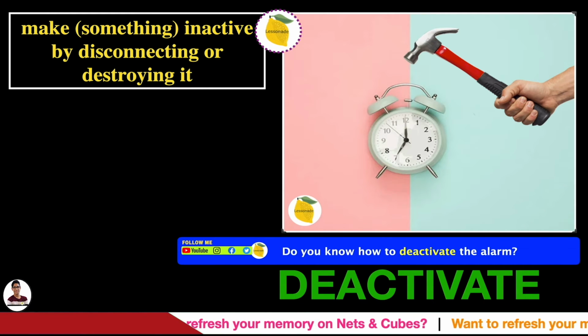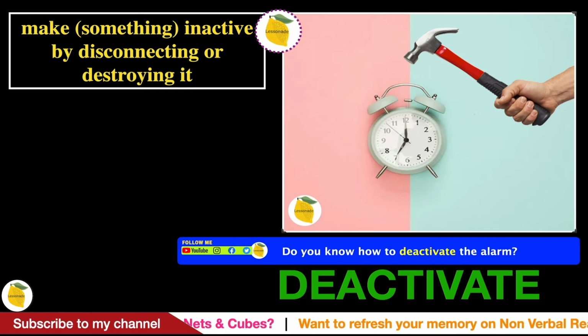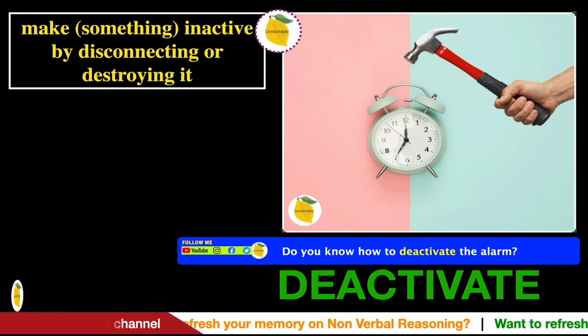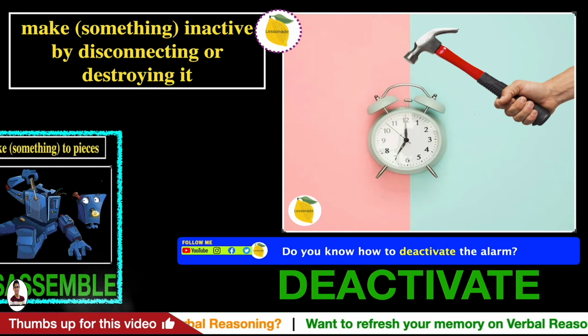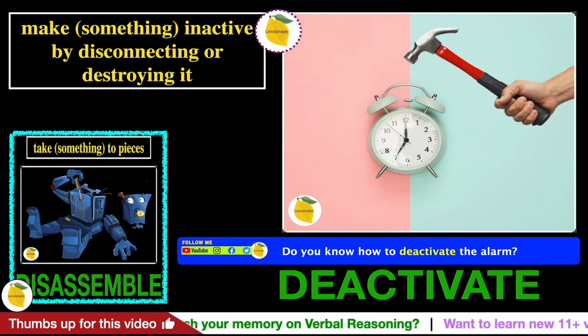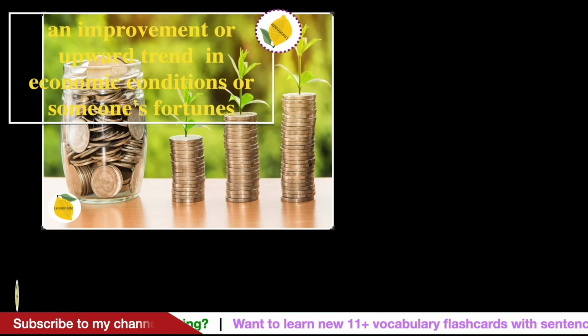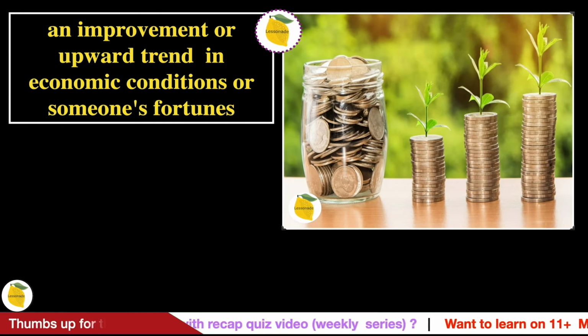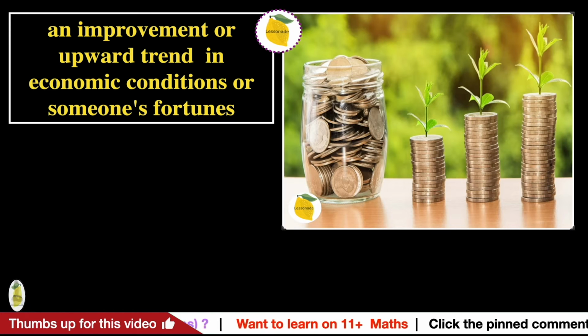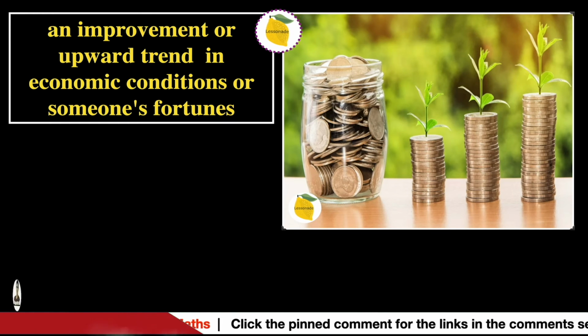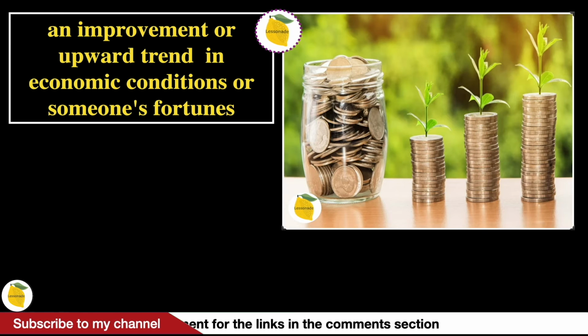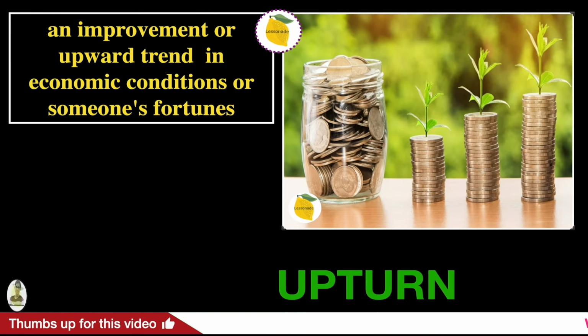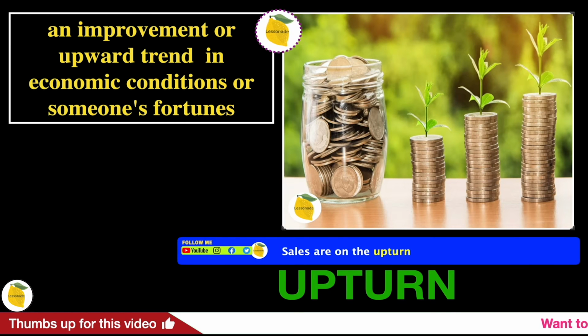So once again, before we go on to the next one, let's try to recall the previous slide, and the word we learned in the previous slide is disassemble. Let's go on to the next one. The next one is an improvement or upward trend in economic conditions or someone's fortunes. In this picture, we can see an improvement or upward trend in the economic condition or someone's fortunes. And therefore, the word will be upturn. And the sentence for this word is, the sales are on the upturn.